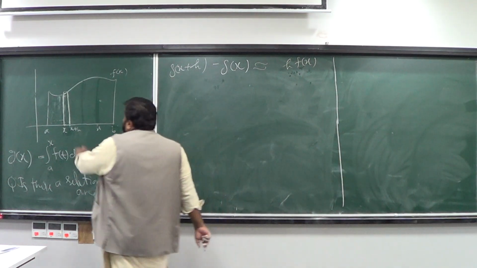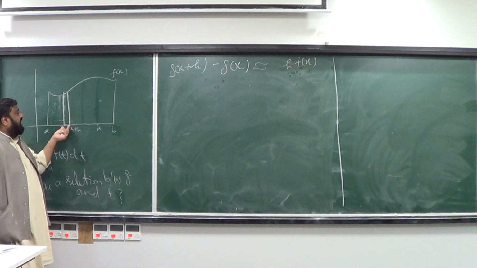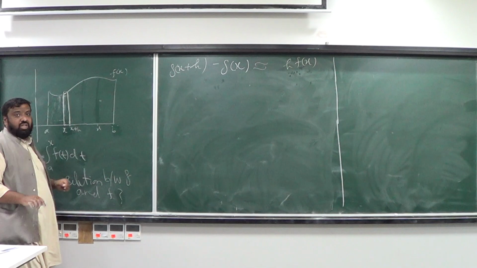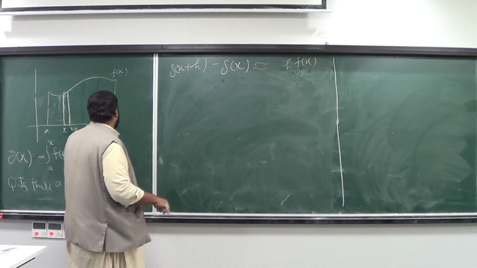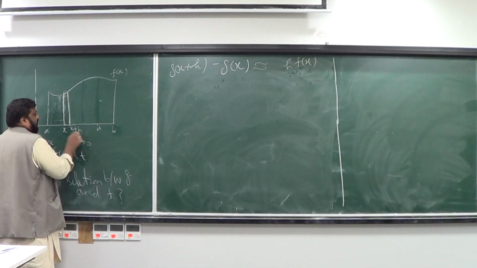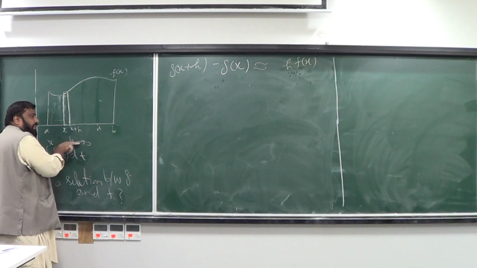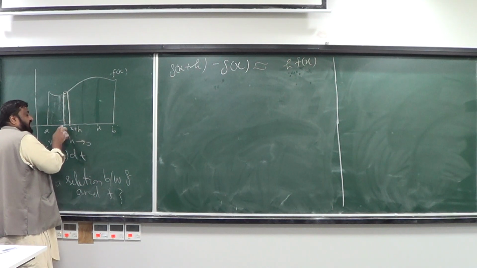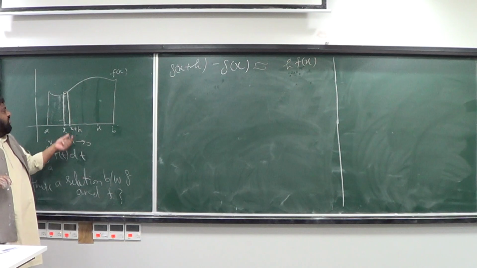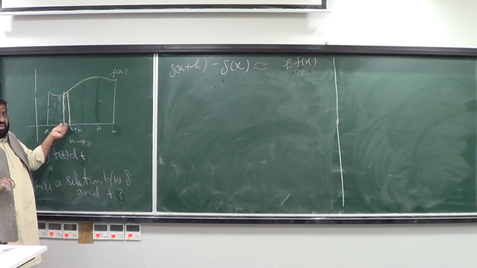Now I know that I can improve this approximation by creating more and more rectangles, or by making the width of the rectangle smaller and smaller. And how can I do it? By taking h goes to 0. In other words, if I make the distance between these two points, the width, tend to 0, this rectangle is going to become smaller and smaller and smaller.